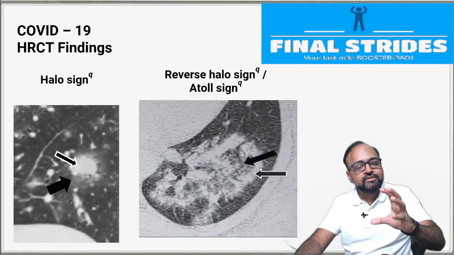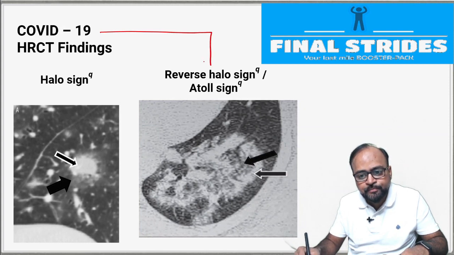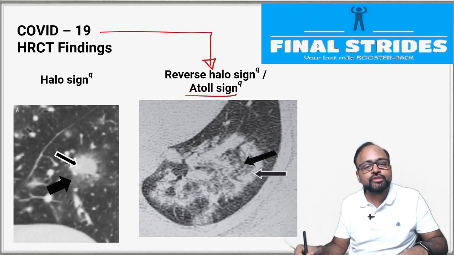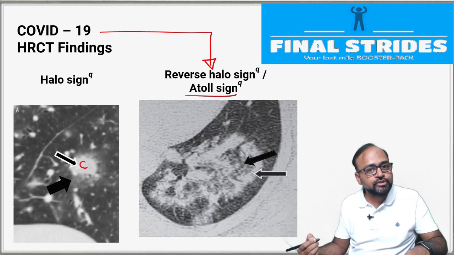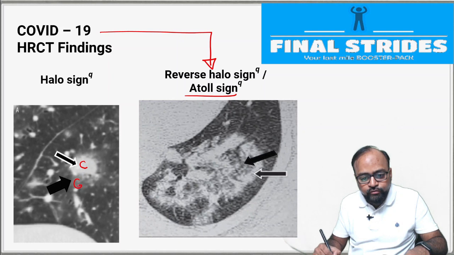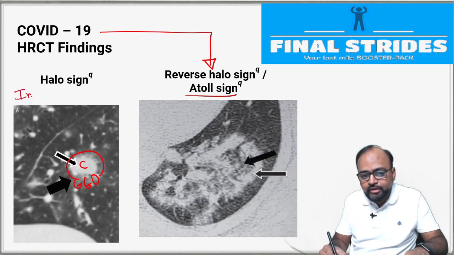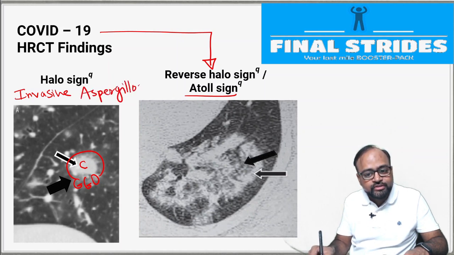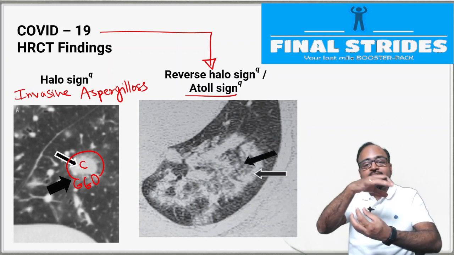Now see, there are some classic named signs that have been described in COVID. In COVID, the named sign which is described is reverse halo sign or atoll sign. So first we must know what is halo sign. What is halo sign? A central area of consolidation with a peripheral rim of ground glass opacity around it. This is called as the halo sign. Halo sign has been described in invasive fungal pneumonia or invasive aspergillosis. Vaso-invasive aspergillosis.